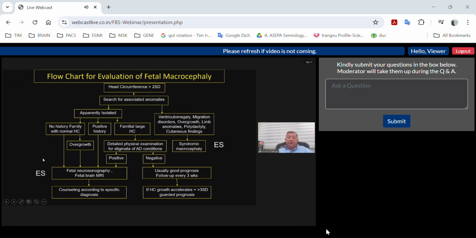Neurosonography and the fetal brain MRI are normal. The exomic sequencing needs to be performed during pregnancy to reach a prenatal diagnosis.